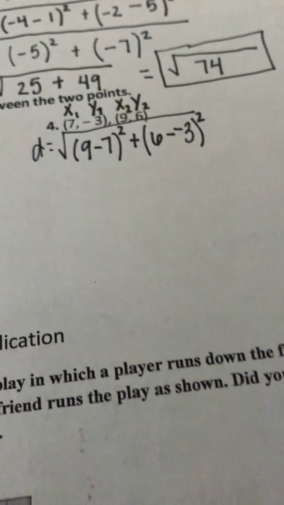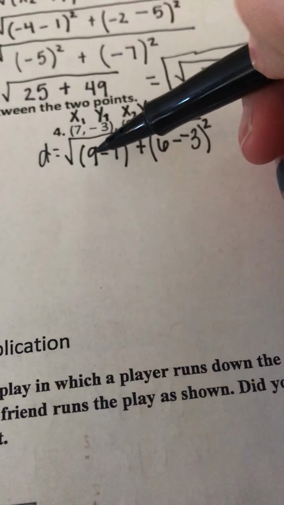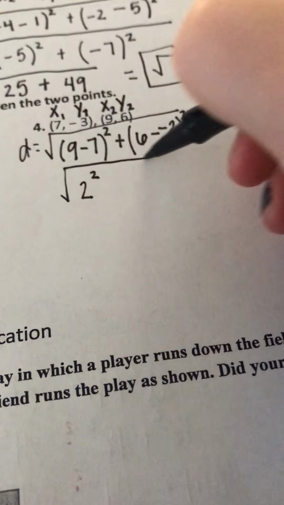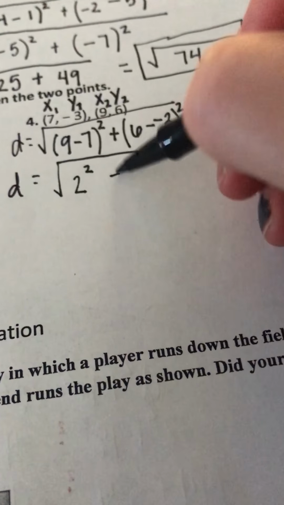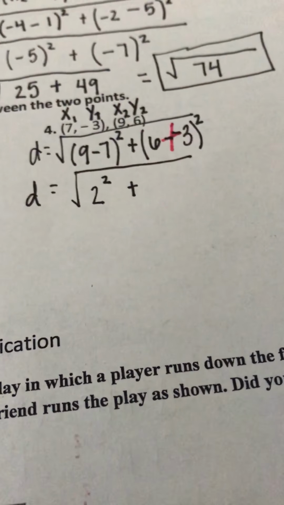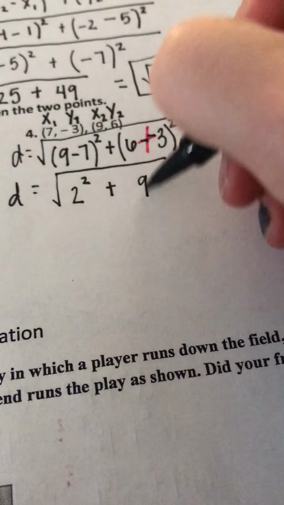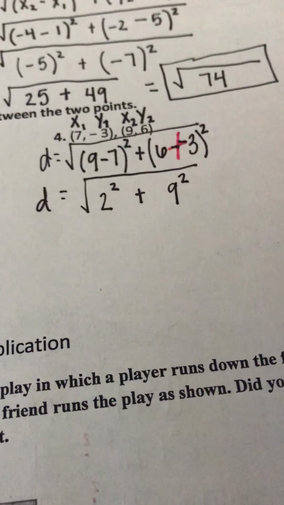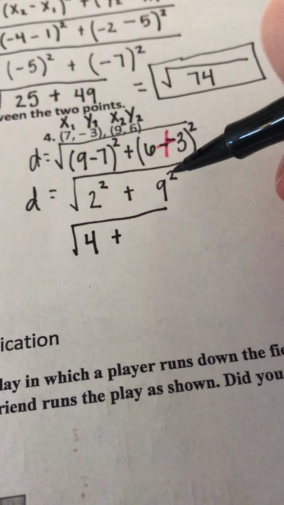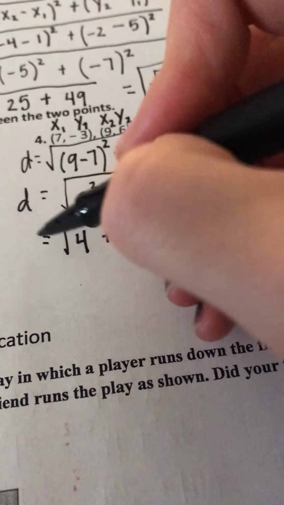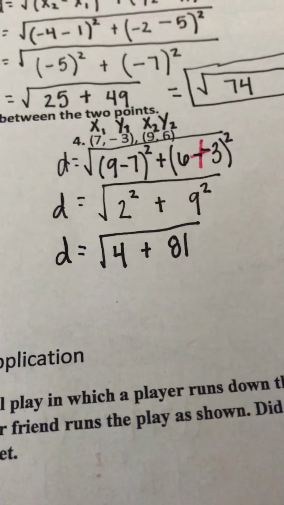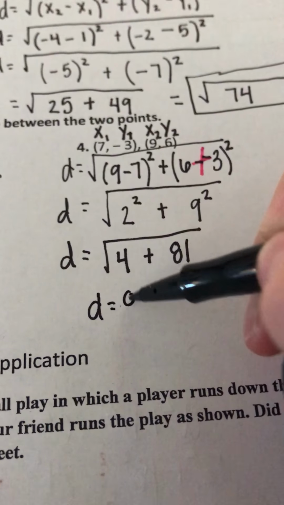Alrighty, and now let's do the algebra piece. 9 minus 7 is going to give me 2 squared plus a negative and a negative makes it positive. So this becomes 6 plus 3, which is 9 squared. 2 times 2 is 4. 9 times 9 is 81. 4 plus 81 is 85.